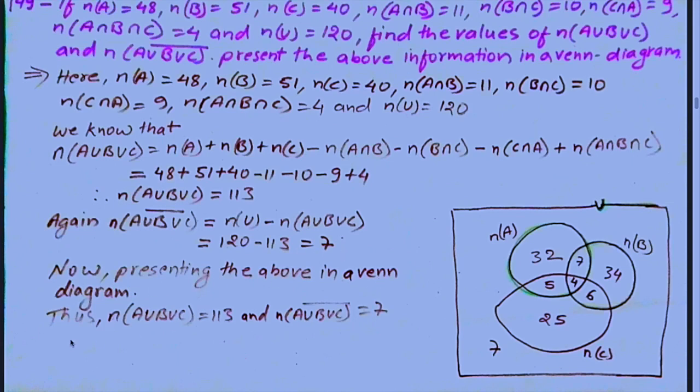Now presenting the above information in the Venn diagram, n(A union B union C) equals 113 and the complement is 7. In this Venn diagram, U is 120, the big box is the universal set, n(A) is the first circle, n(B) is the second circle, and C is the third circle, and 7 is the complement of all three sets, from the above formula. Here n(A) is 32, 7, 4 and 5, but only A is 32. And only B is 34, with 7, 4 and 6.